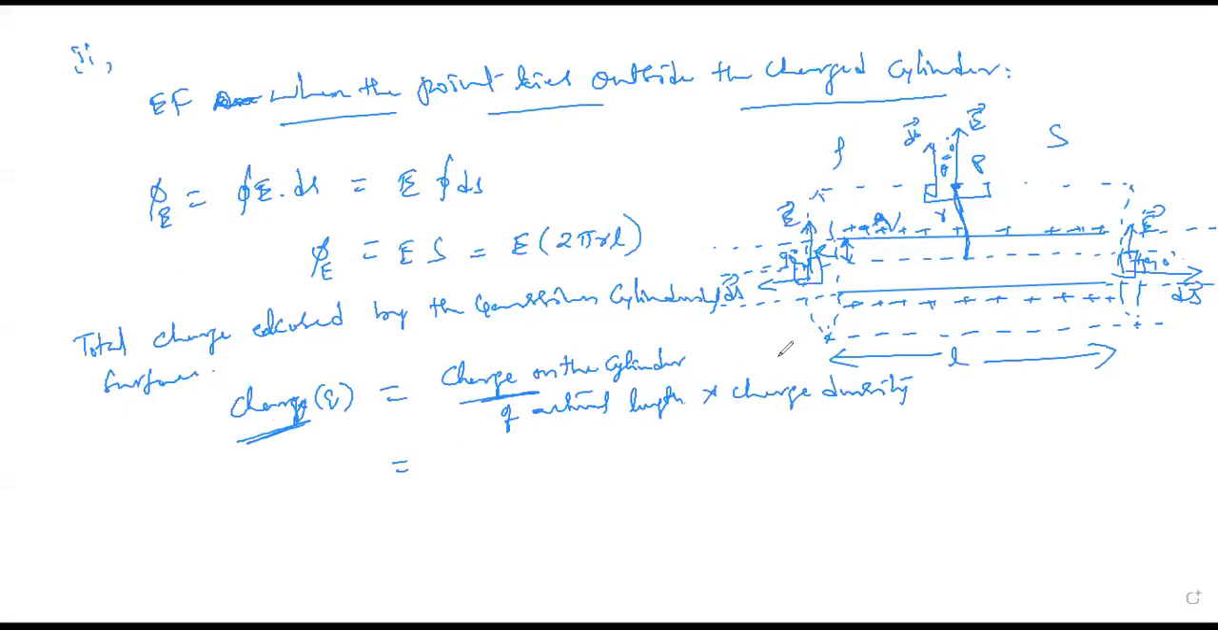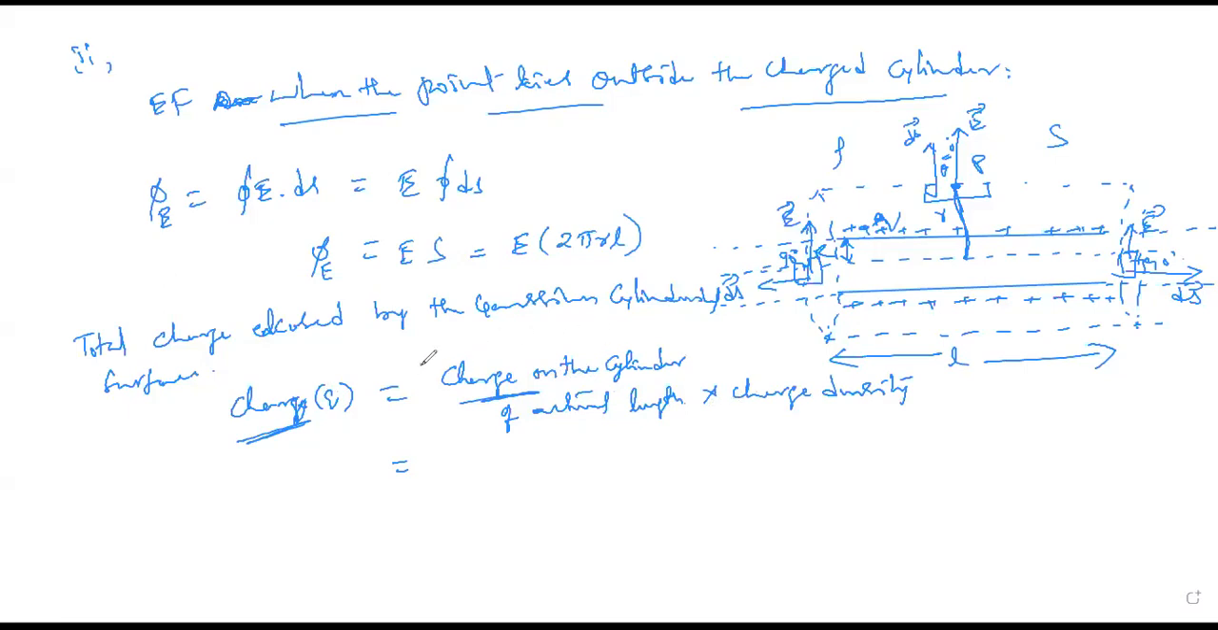Guys, please, I will write that. Is it correct? I am asking, if people are not listening. Charge on the cylinder of actual length into charge density, I have written. Is it correct? The total charge enclosed by the Gaussian surface is equal to the charge on the cylinder of actual length into charge density. Is it correct?